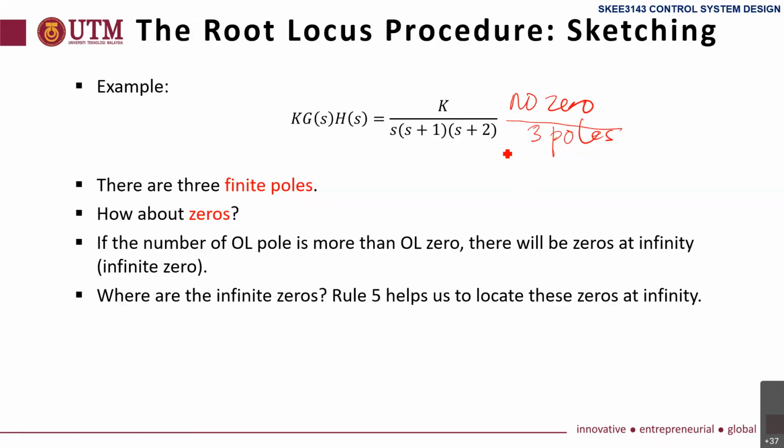These poles are called finite poles. Finite means the ones that we can calculate. We can see finite. From here we solve the denominator, and we get 0, minus 1, minus 2.